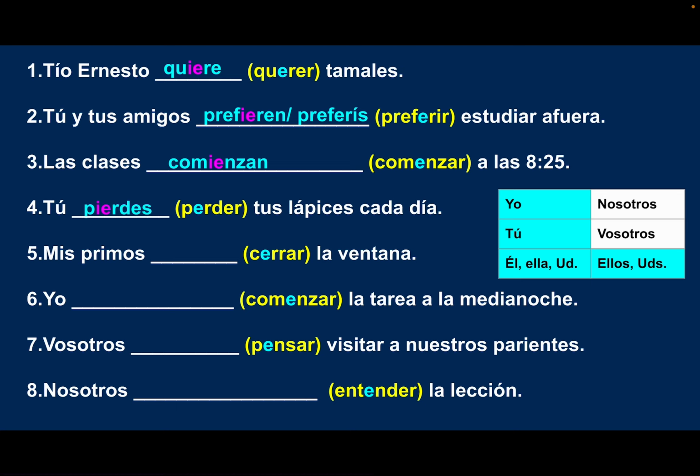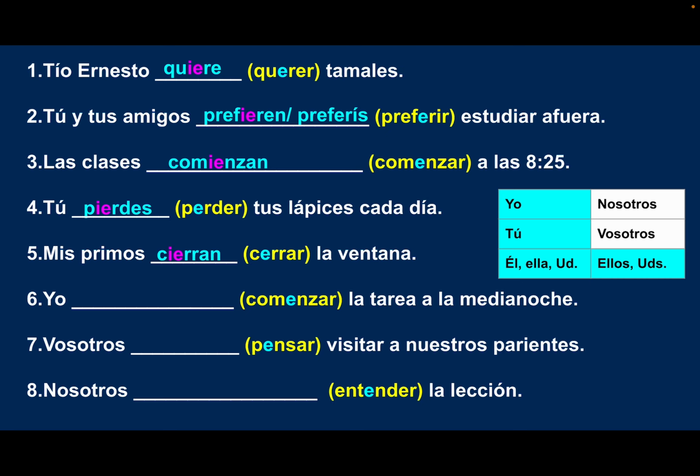Number 5, my cousins close the window. Mis primos cierran la ventana. It's an AR verb. Watch out for that. So yeah, we have number 1 is an ER verb. Number 2 is an IR verb. Number 3 is an AR verb. Those rules are still going to apply. O, as, a, amos, áis, an, and all the rest.